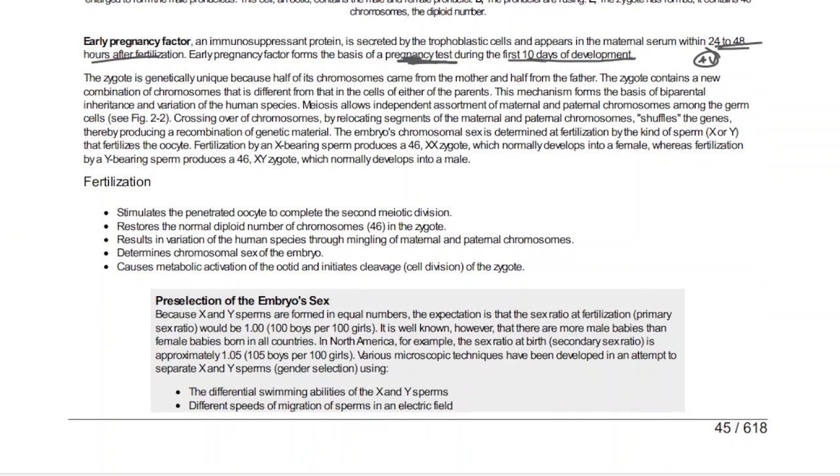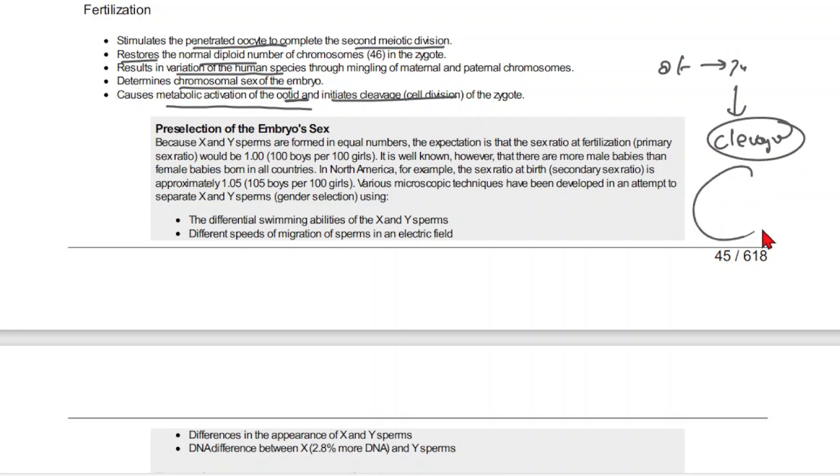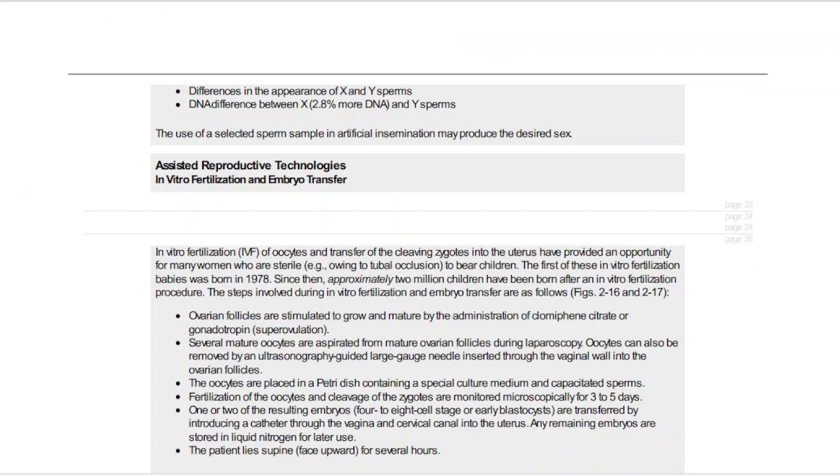Fertilization is the penetration of the oocyte, completing the second meiotic division, restoring the normal diploid number, resulting in variation of the human species, determining chromosomal sex, and causing metabolic activation of the ootid and initiation of cleavage. When the ootid converts into the zygote, cleavage division occurs. The cell divides inside one by one. So after this fertilization, we will discuss cleavage.